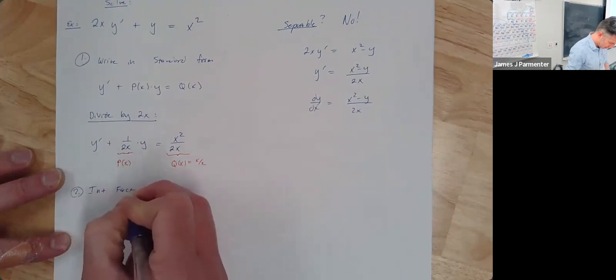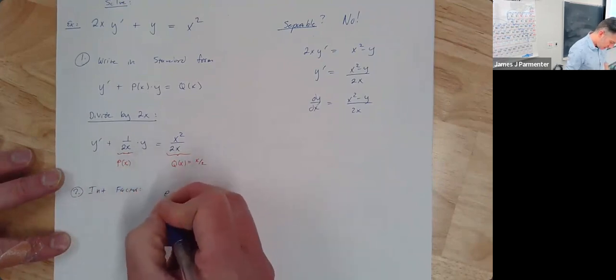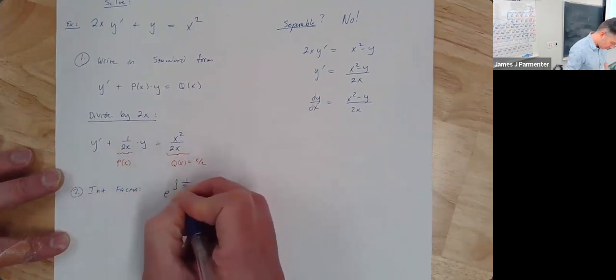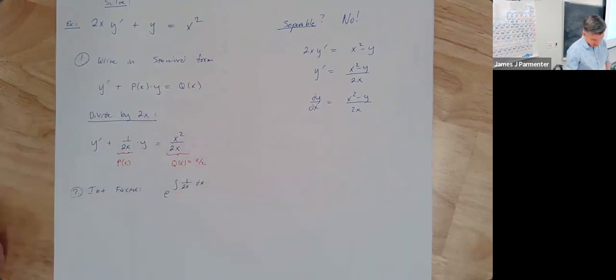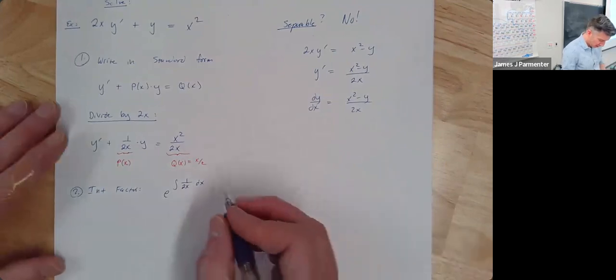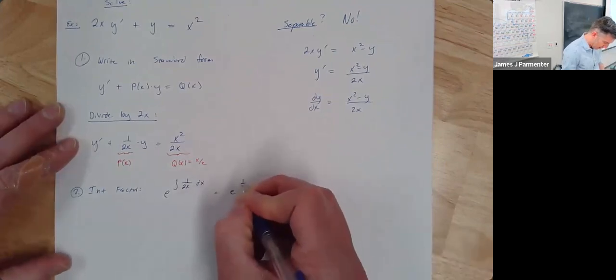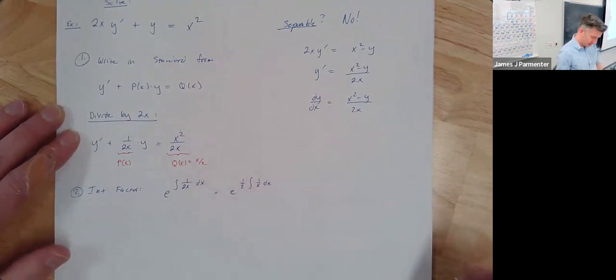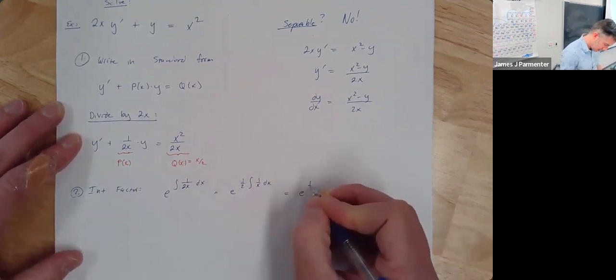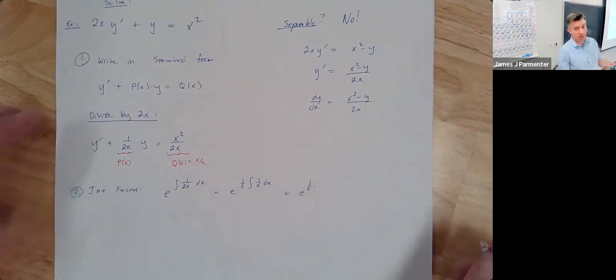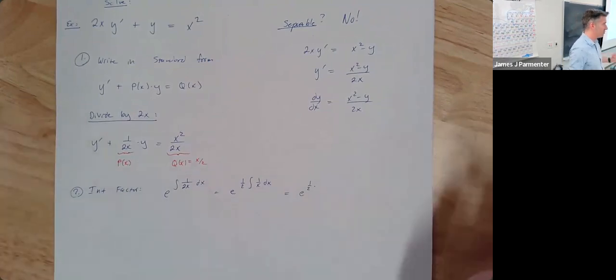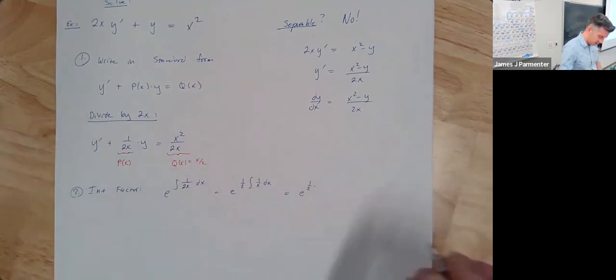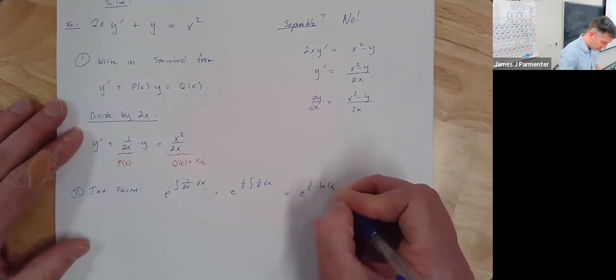The integrating factor is going to be e to the integral of 1 over 2x dx. And I would probably, before I integrated that, bring out the 1/2. So I would write this as e to the 1/2 integral of 1 over x dx. And what's the integral of 1 over x? Yeah, so normally I would write the natural log of the absolute value of x, but we don't care about the absolute value for this integrating factor. So we're just going to write natural log of x.